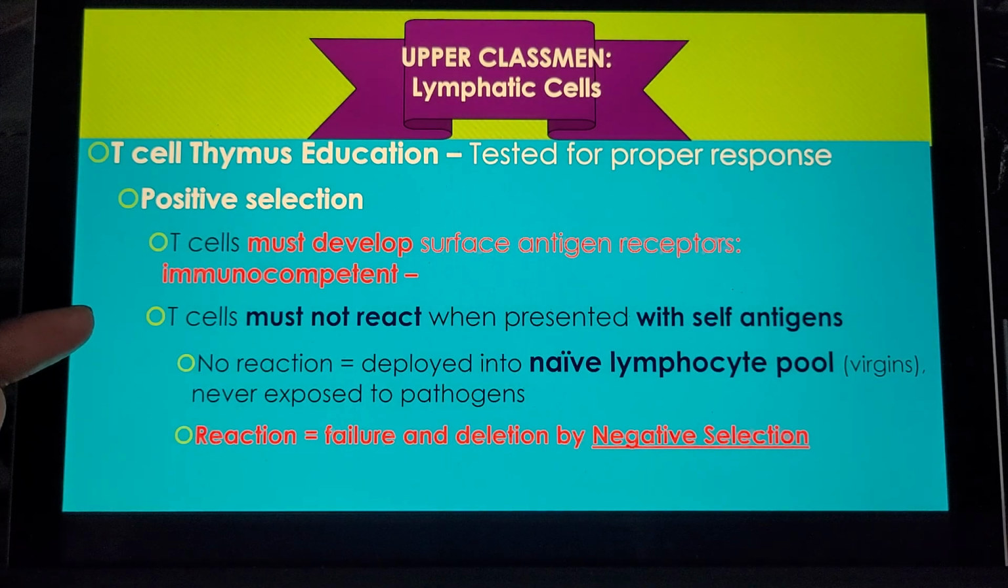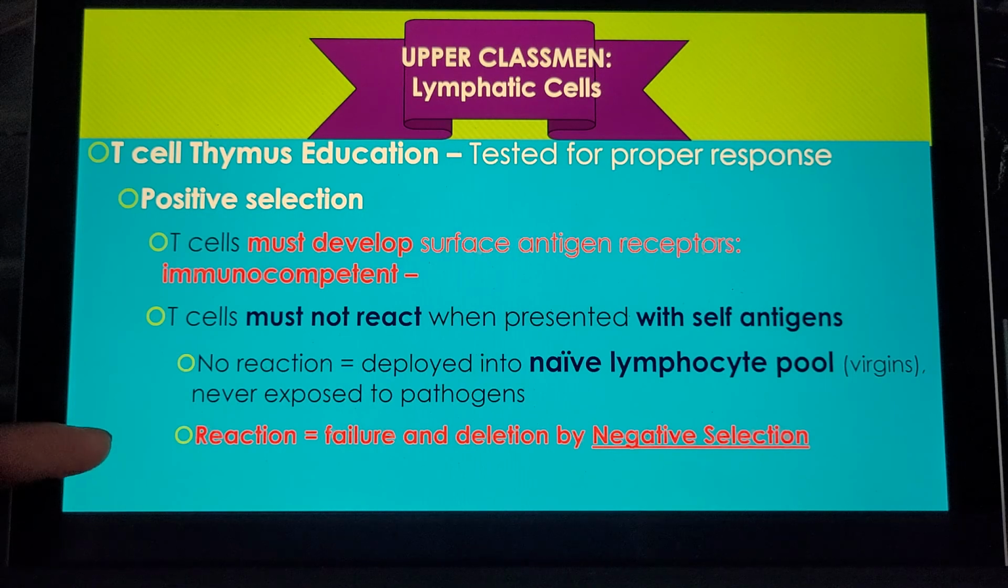If they do not react to a self antigen, so self glycocalyx flag, whatever, if they don't react, then they're sent into the naive lymphocyte pool. So they haven't been exposed to a foreign antigen yet. So of course they wouldn't be possibly activated yet.